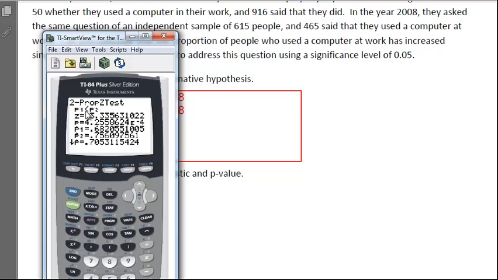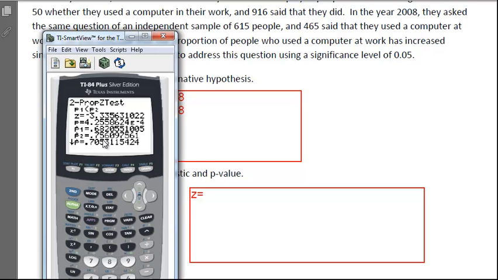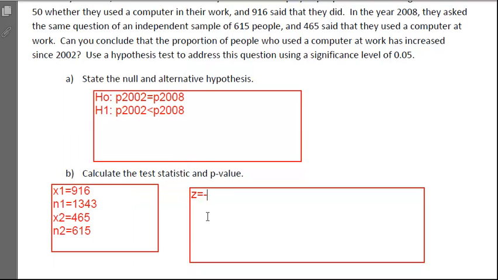Okay, so here's the test statistic. Here's the p-value. Notice this is -4. That means that we put 3 zeros in front of this 4. Okay, so the test statistic was, let's see what it was. The test statistic was -3.33. And then the p-value was 0.0004.